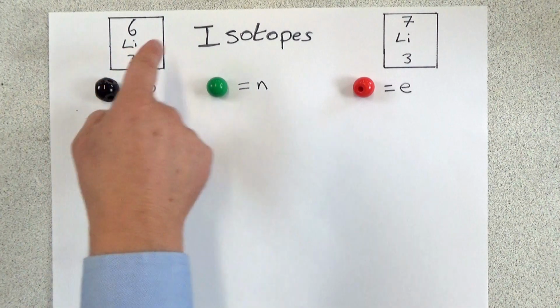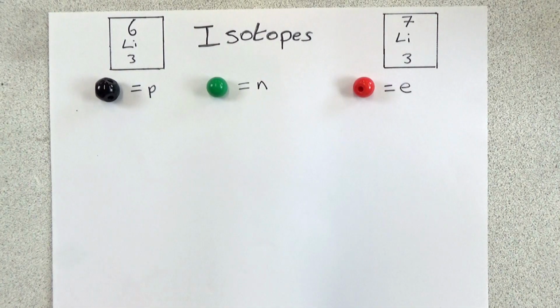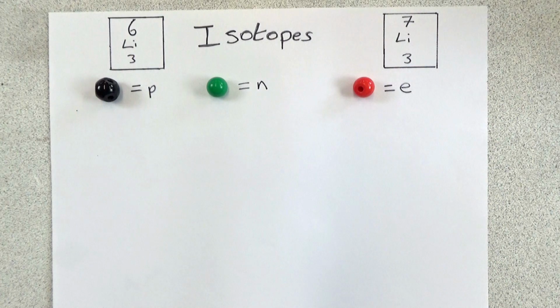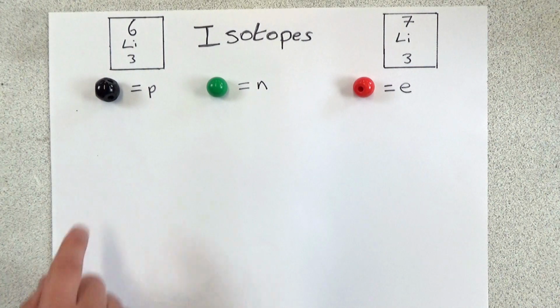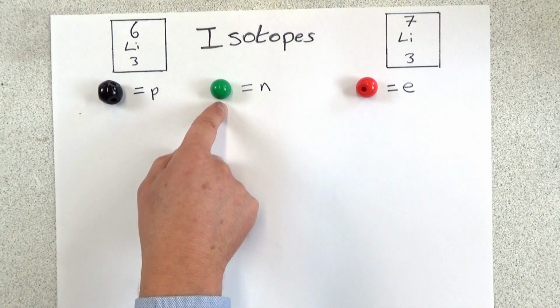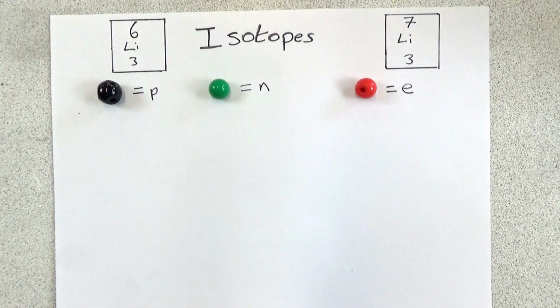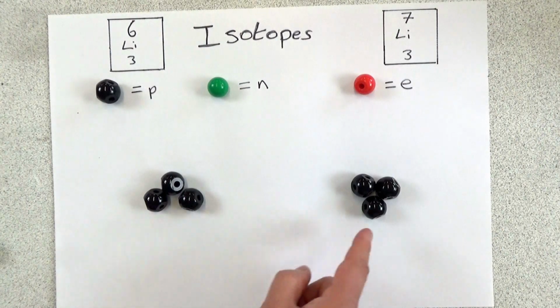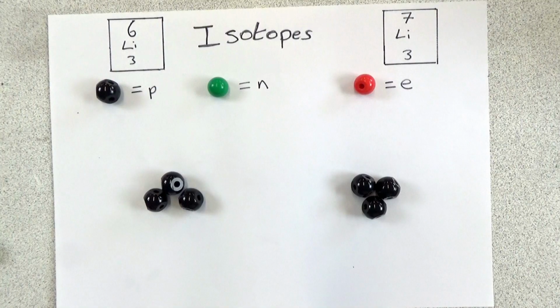So here we've got 2 types of lithium atom. One's got a mass number of 6, one's got a mass number of 7. And I'm going to use these models to show what the atoms would be like, where the black ones are standing for the protons, the green ones are the neutrons, and the red ones are the electrons. So each form of lithium has 3 protons because the atomic number is 3.